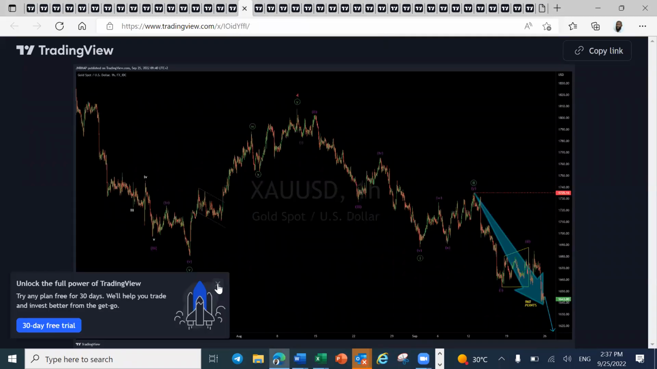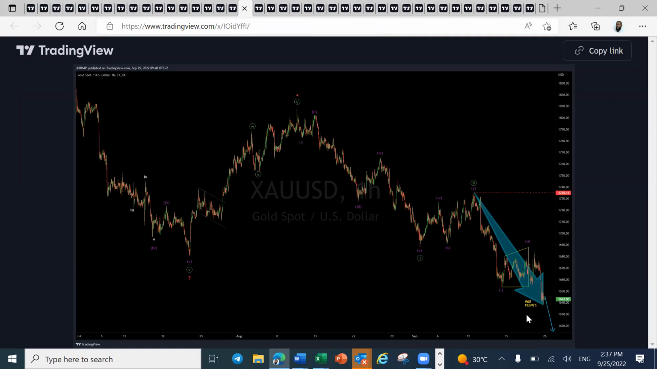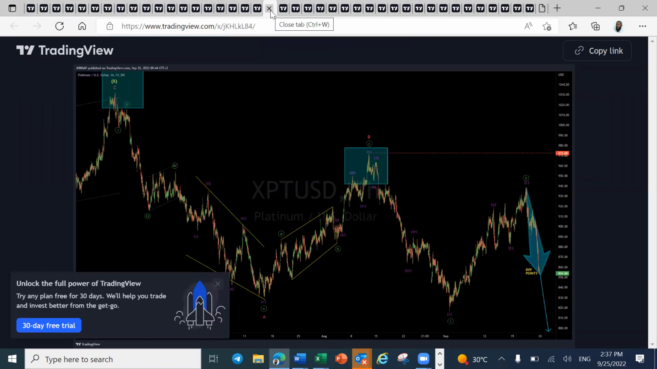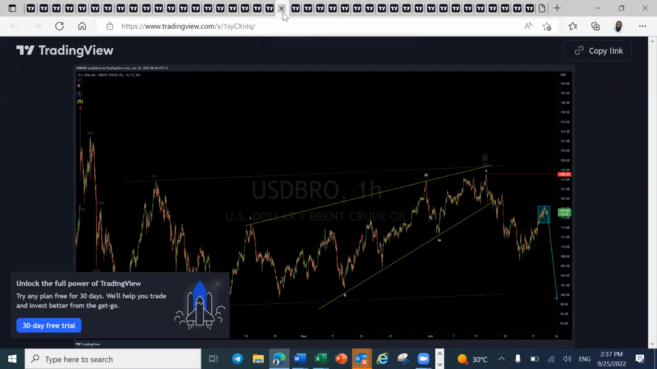And as you can see, we've got a drop on gold, 960 points. Or you can also say from $1,700 to $1,600 is a $100 move on gold. All right. Naturally, platinum will follow gold. As you can see, that pullback on platinum, we expected that to continue dropping to the downside.